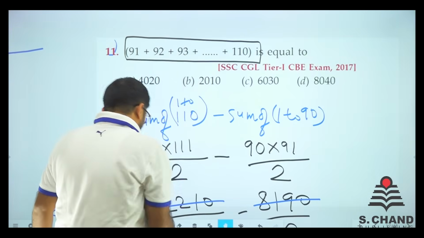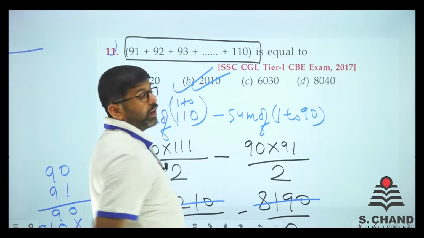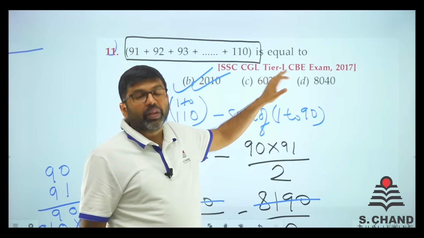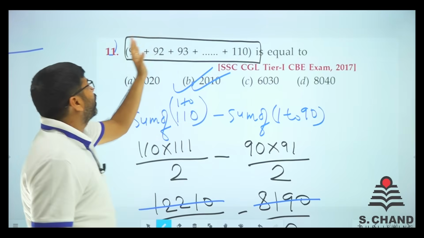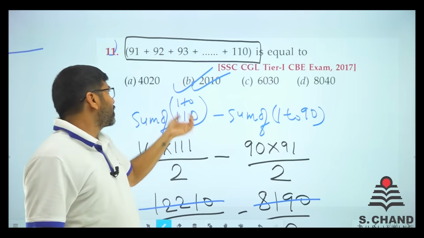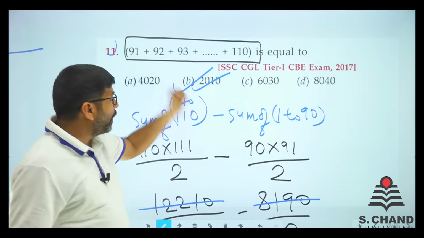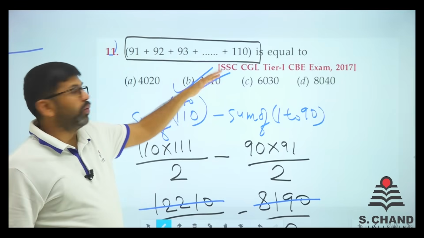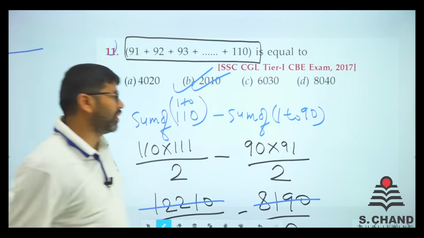Now I need to check whether there is any option like 2010. Yes, we do have. So in this way you have seen one thing, that this is a previous year examination question. Second thing is, you don't need to add all of them. Just do the basic calculation, sum of 110 numbers, then minus sum of 1 to 90, the number that will remain is this number only. So we just calculate and we got the answer.